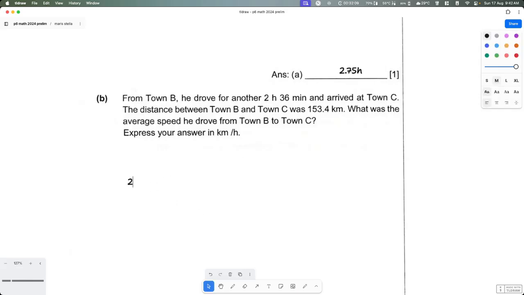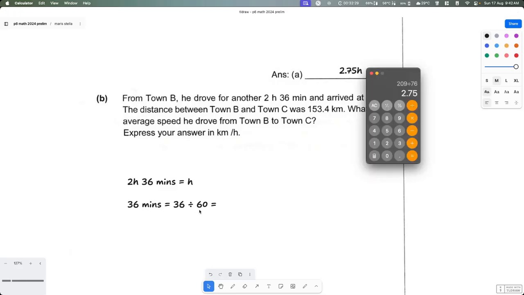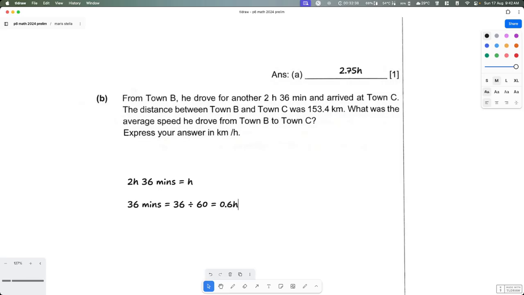So we need to convert 2 hours 36 minutes to hours only. 36 minutes to hours is 36 divided by 60. Let's see, 36 divided by 60 will be 0.6 hours. So that means 2 hours 36 minutes is equal to 2 plus 0.6, and this will become 2.6 hours.